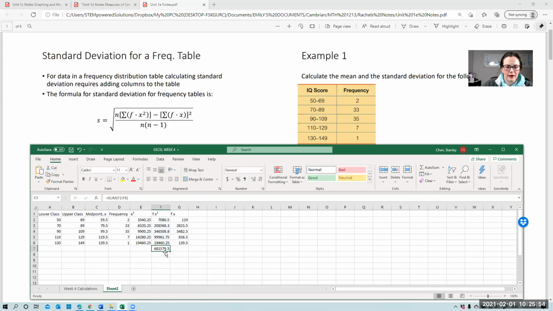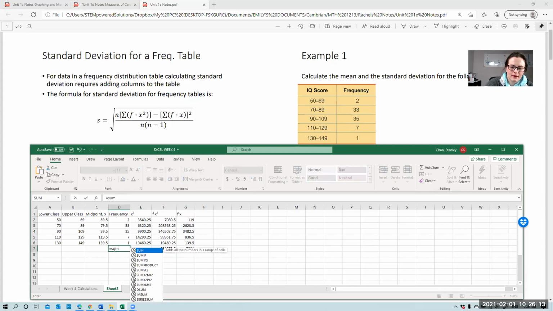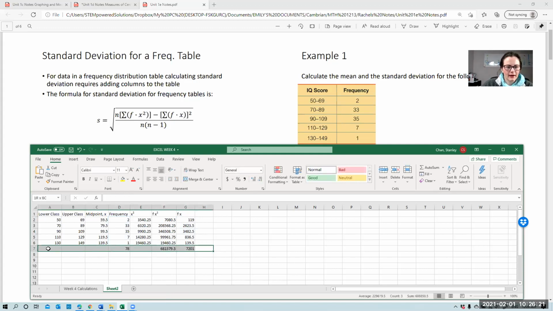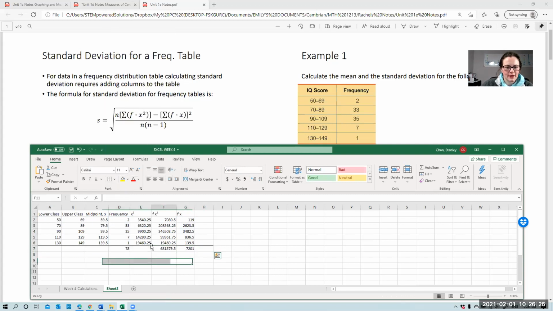So this value is going to be very important. And then I'm going to sum up the f dot x values as well. Okay, and what else do I need to do? I need to sum up my frequencies, so I'm going to sum these up. And then I'm going to add in a border just to show that I'm doing some summations here. Okay, so these are my sums.